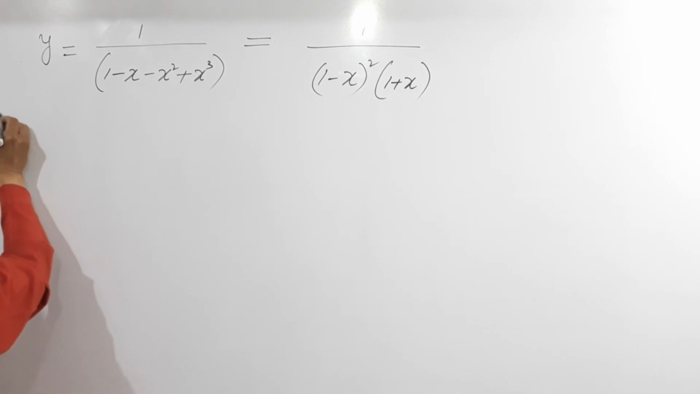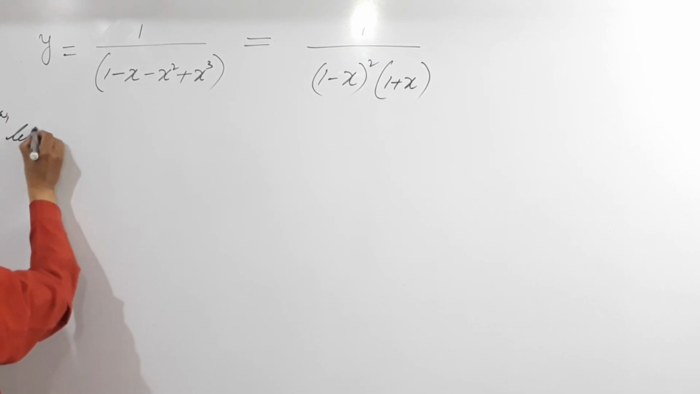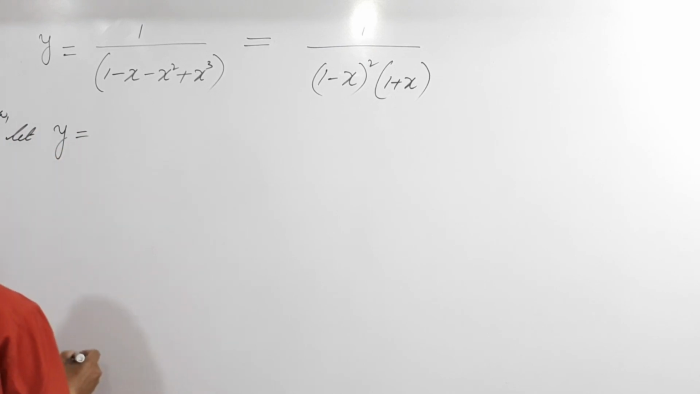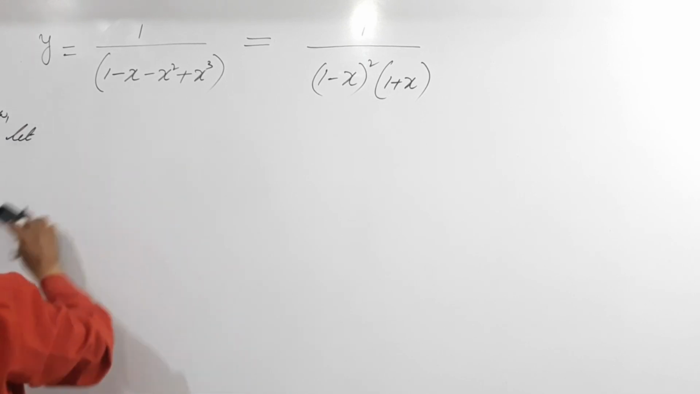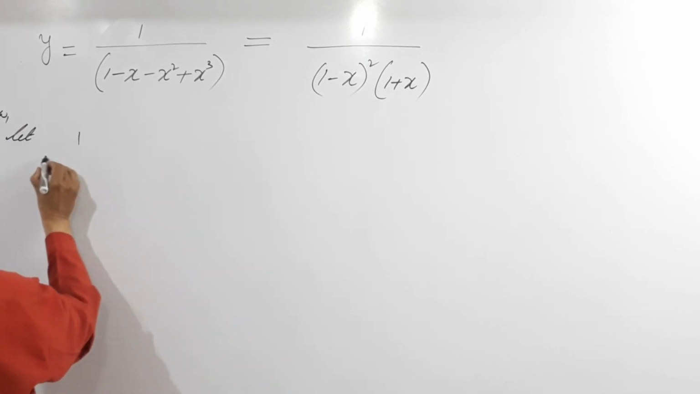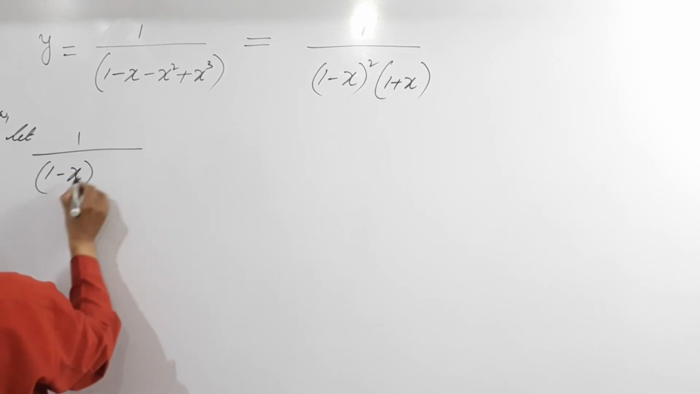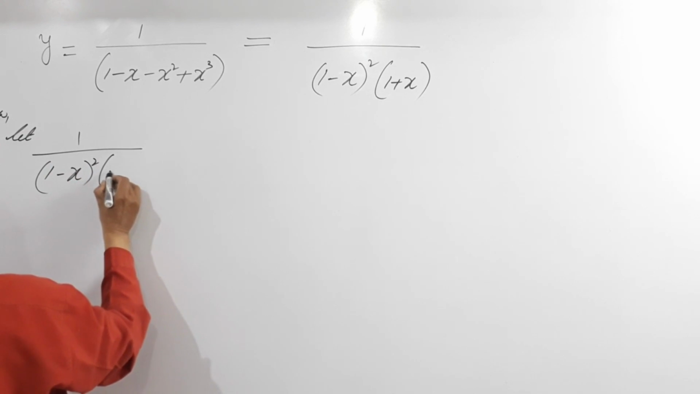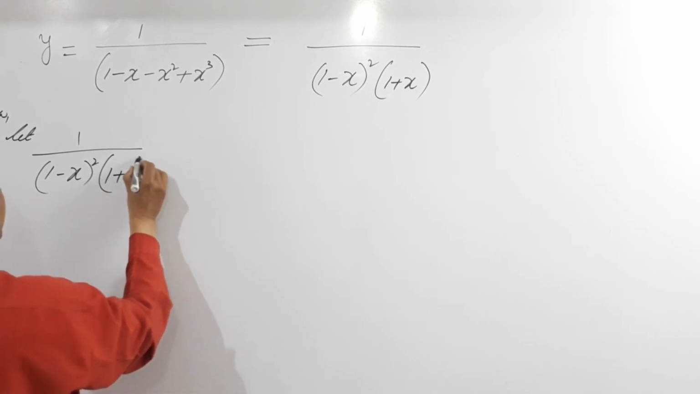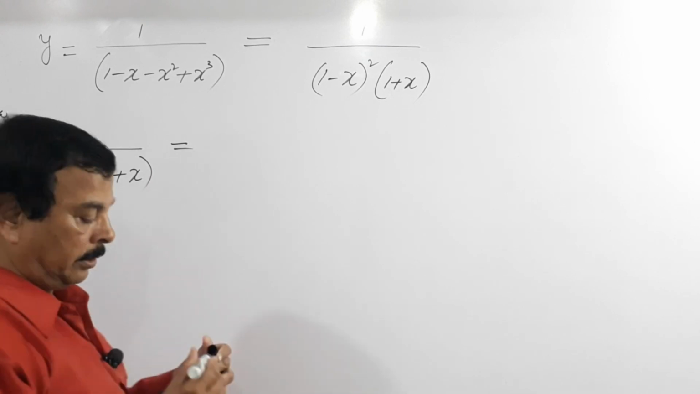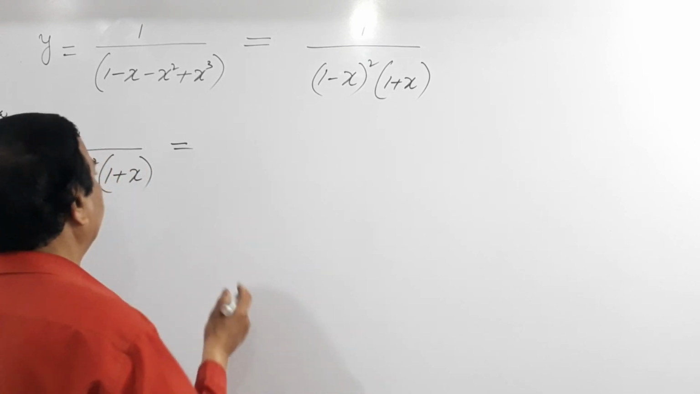Now let y equals 1 by (1 minus x) the whole square into (1 plus x). Equals to, dear students, I'll tell you by doing this.